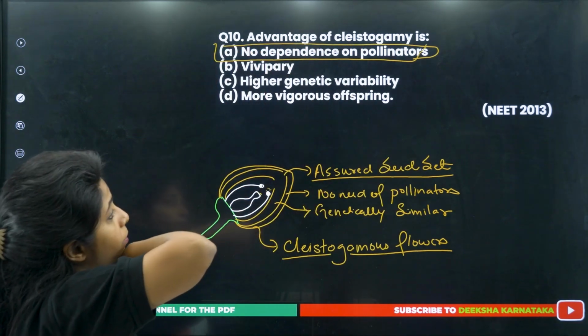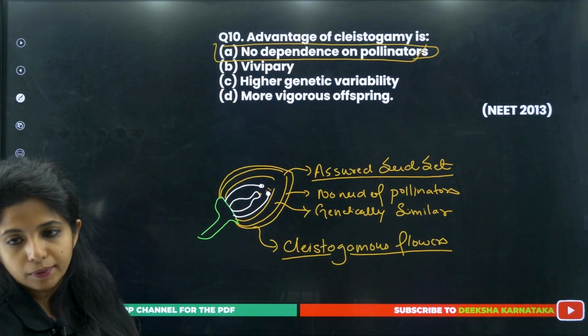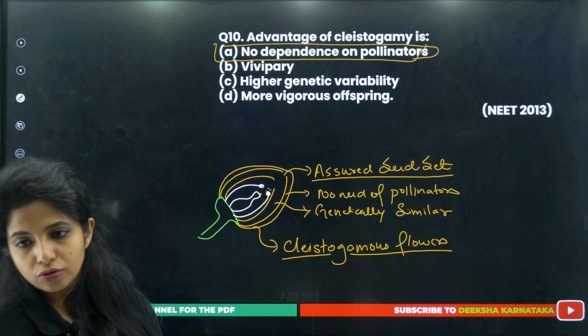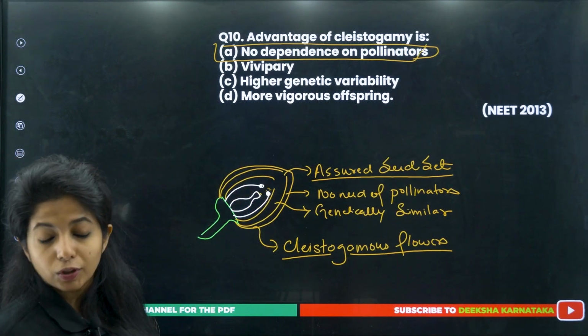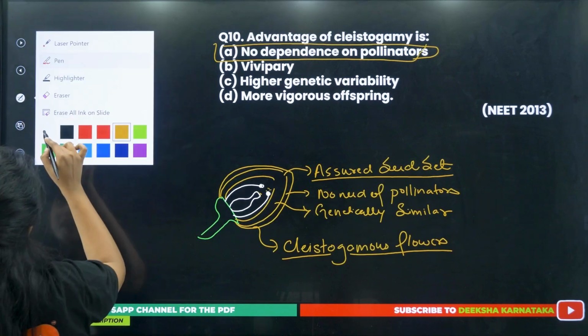Vivipary, higher genetic variability. Do you think higher genetic variability will be there? No. More vigorous offspring? No, children. Now this is the correct answer. Please give a tick on that 2013 question, and I can give you examples of the same.